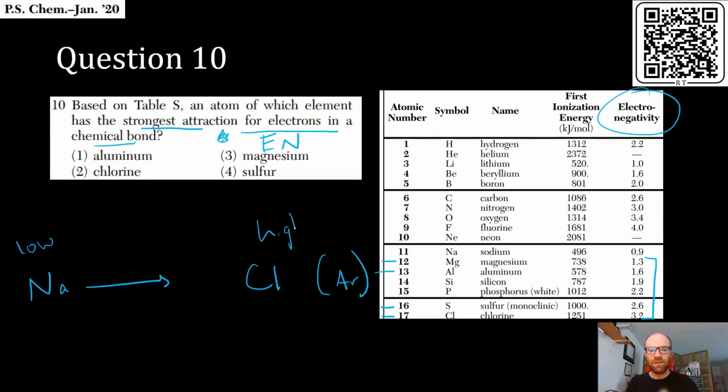It's the same trend as your ionization energy for a similar reason. But here we have our smaller atoms on the right side. Chlorine is smaller than sodium. The electrons are pulled more tightly by those extra protons in the nucleus. So it's harder, more energy must be expended to get electrons out, but also pulling on electrons, strongest attraction for electrons, will also be very high. So here our answer is going to be chlorine.